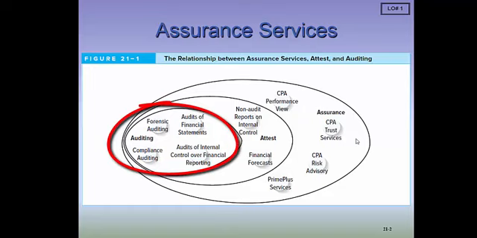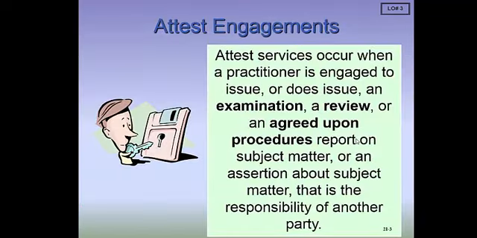Of auditing is where we are providing an opinion related to reasonable assurances as to whether these elements, whether the financial statements or the audit of internal controls over financial reporting, actually conform to a specific set of standards. What we're going to do in this lecture is focus on the next circle, which is our attestation element. Attestation has some of the same characteristics as an audit, but what we're going to find is that it's much broader. An attestation service occurs when a practitioner or a CPA is engaged to issue, or does issue, a report, which is an examination, review, or agreed upon procedures.